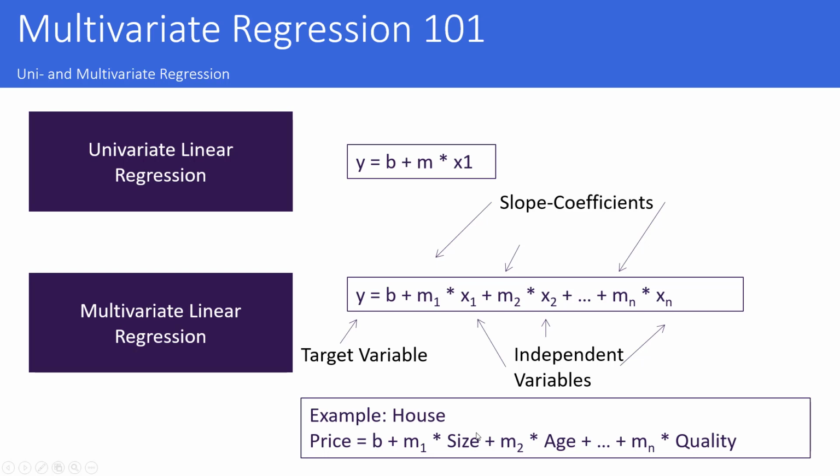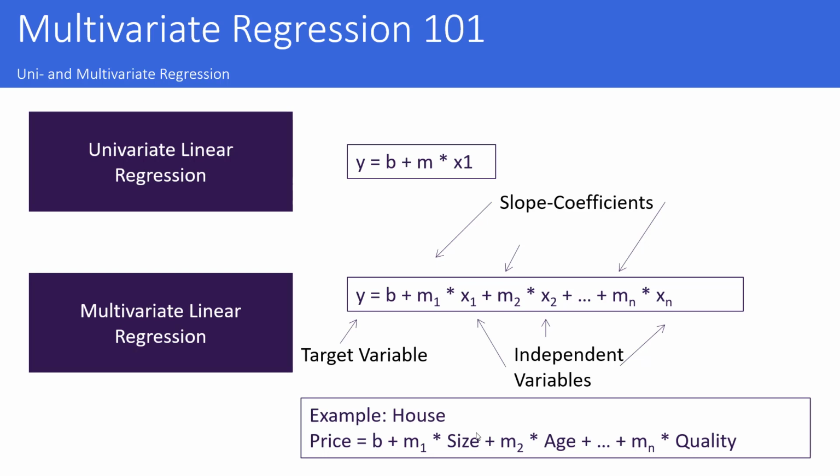Multivariate linear regression takes the idea of univariate linear regression a step further. If you're not familiar with univariate regression, please jump into the 101 lecture on this topic. So what are the similarities and differences between univariate and multivariate linear regression? In both cases you try to fit a linear equation to predict a target variable y.